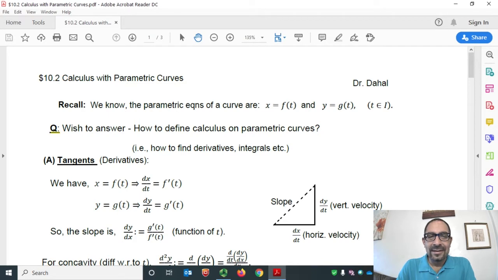In today's class, I'd like to cover calculus with parametric curves. Let me start the class right away.